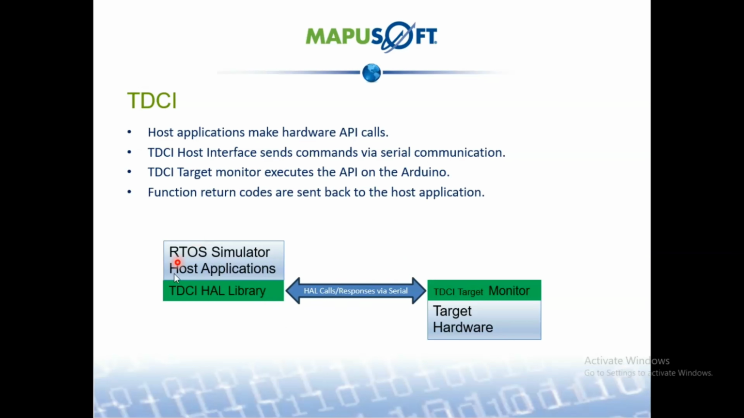Here you can see how the TDCA system is actually working. On the left-hand side is the host application, either Windows or Linux, whatever your host is, and this is the target hardware, either Arduino or Cortex. The host sends commands to the target hardware via serial communication, and the target hardware returns the response back to the host. This seamless two-way communication is happening via serial. This is how TDCA makes hardware API calls between the host and target.